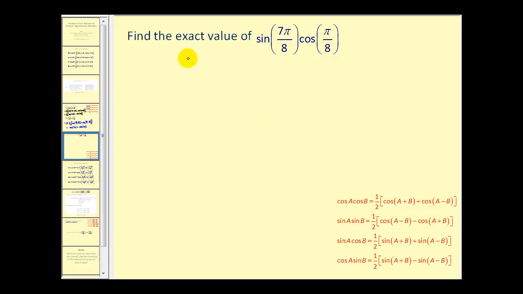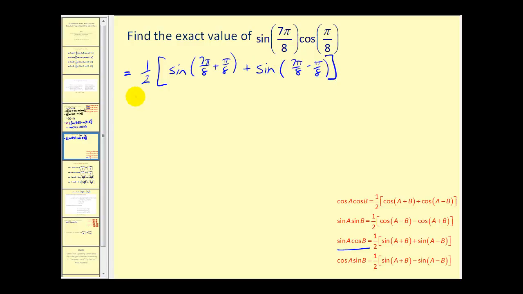We want to find the exact value of sine A times cosine B. So we're looking at this identity now. Let's see how this works out. 1/2 times the quantity of sine A plus B plus sine of the difference. So we're going to have 1/2 and the sine of, this would be 8 pi over 8 or pi. Here we're going to have 7 pi over 8 minus 1 pi over 8, that'd be 6 pi over 8 or 3 pi over 4.